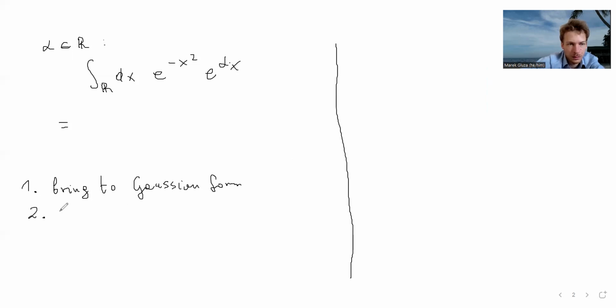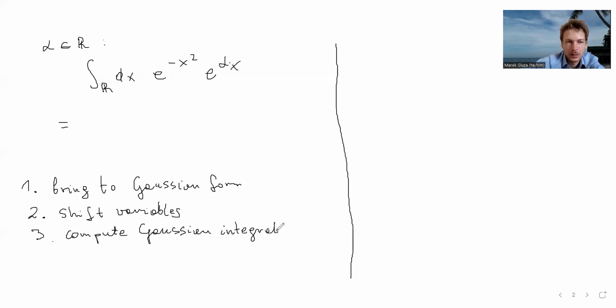So the ingredients will be: one, bring to Gaussian form; two, shift variables; three, compute Gaussian integral. So we will see that this is a stage of simplification, something messy. Suddenly we will put it into a standard form. Maybe let's call it standard Gaussian form. Then, well, this is maybe not standard yet. Okay, let's see whether we will call it standard or not.